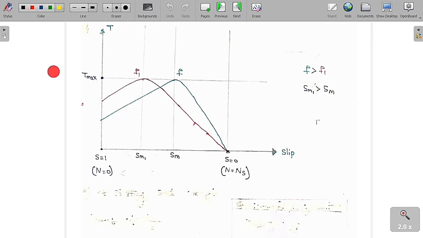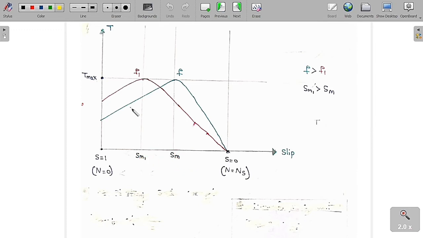Suppose the frequency is increased. Suppose here F is greater than F1. Then what is going to happen? As F increases, X2 increases. So the slip at maximum torque will decrease. Therefore, SM is always lesser than SM1.